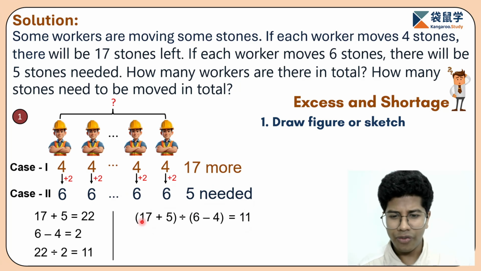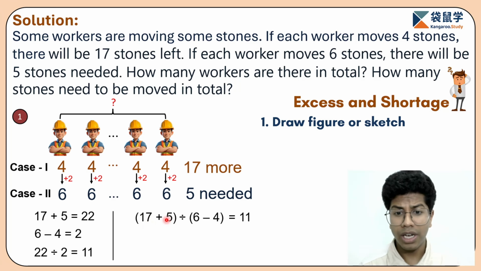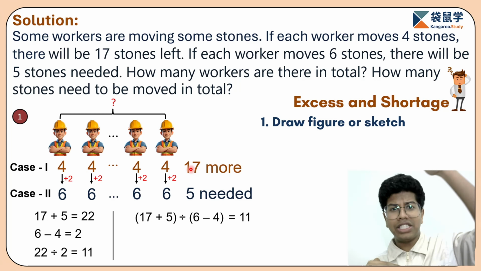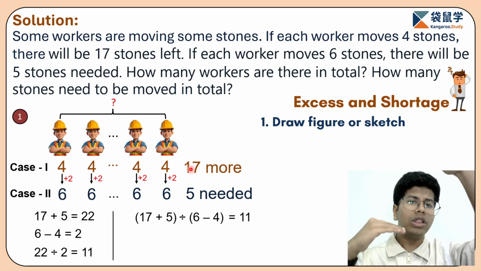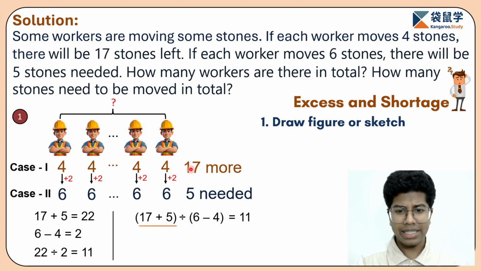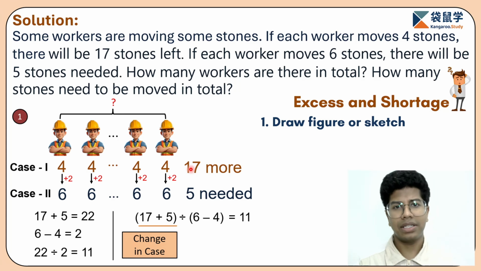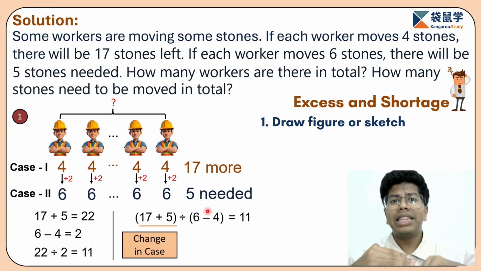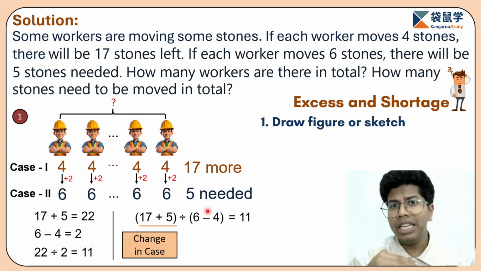Now if I ask you for this 17 and 5, if you observe, this simply refers to from 17 to 5. This in total is the change from case 1 all the way to case 2. So this is nothing but the change in cases. For the second part of the equation, that is 6 minus 4. Here this 6 minus 4 simply represents that from case 1 to case 2 the distribution, and it simply represents the difference in the distribution.